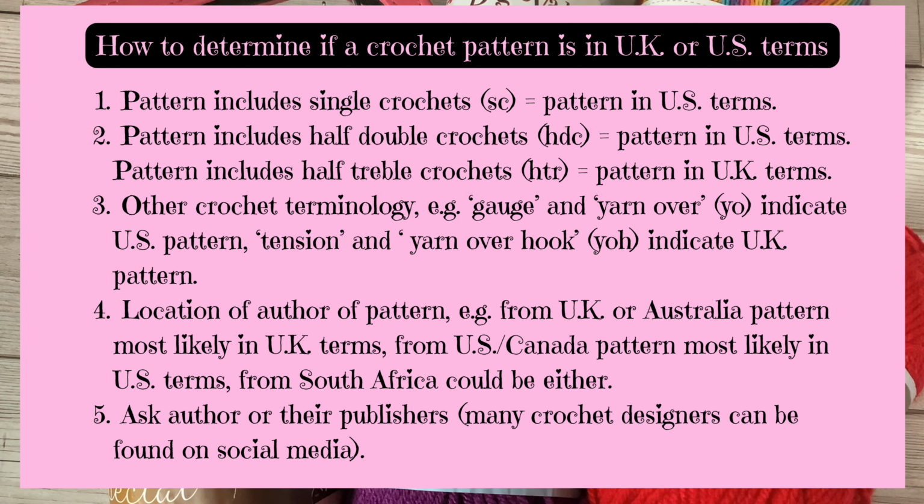The third thing to look at is other terminology used beside the stitches. For example, US patterns will often refer to gauge, whereas UK patterns will say tension when referring to the number of stitches and rows to make a specific size. Also, in UK patterns, yarn over hook, or YOH, is often used when referring to taking the yarn over the hook, whereas in US patterns, this is often shortened to just yarn over, or YO.